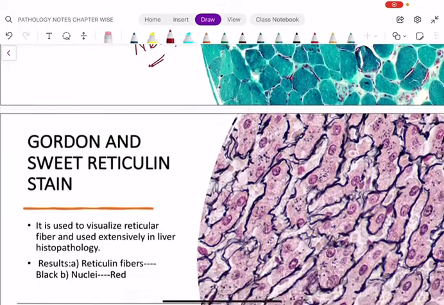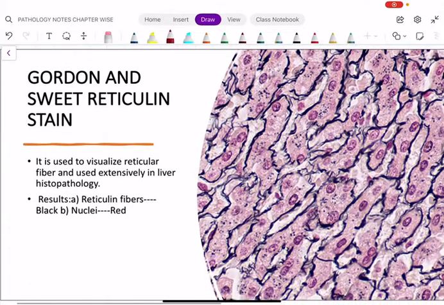Coming to another stain, called the Gordon and Sweet reticulin stain. Actually, this question was an AIIMS PG entrance exam question, a previous year question. What is this Gordon and Sweet reticulin staining? The specimen here is of a liver. It is mainly used to see liver histopathology, that is in liver fibrosis, wherever there is over-deposition of reticulin fibers in the liver stroma or parenchyma.